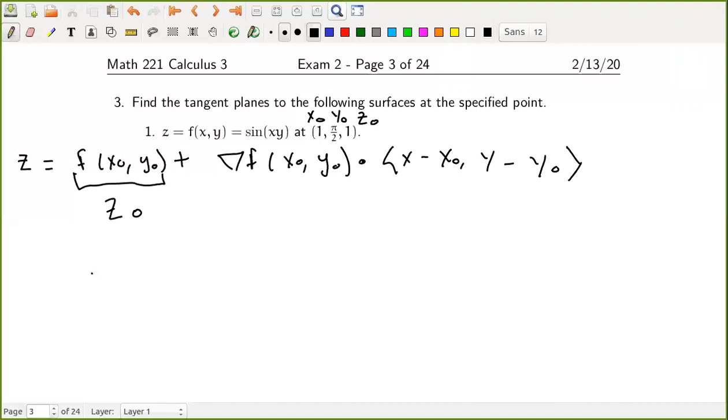Okay, this is just one of the formulas that we saw. You can look back at the previous lecture notes to see where this formula comes from. Or just think through it, that's even better. Okay, so this z equals f of x naught y naught, that's z naught, so that's 1, plus the gradient of f evaluated at x naught y naught.